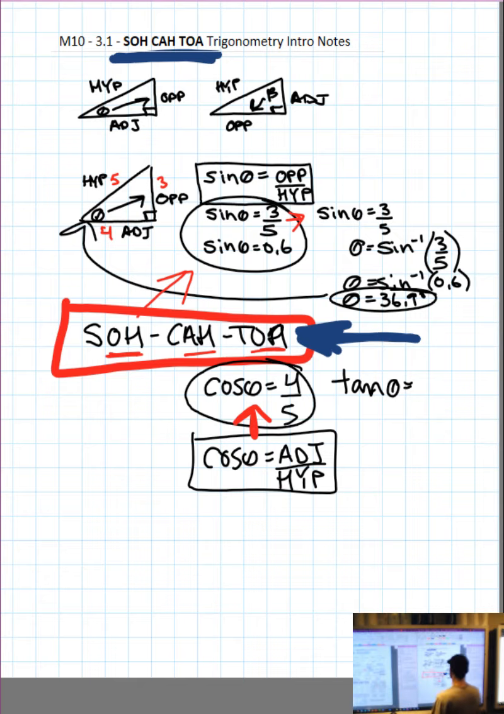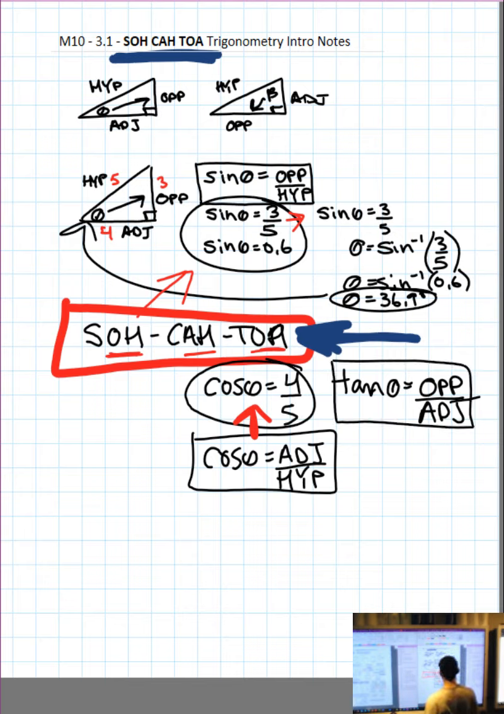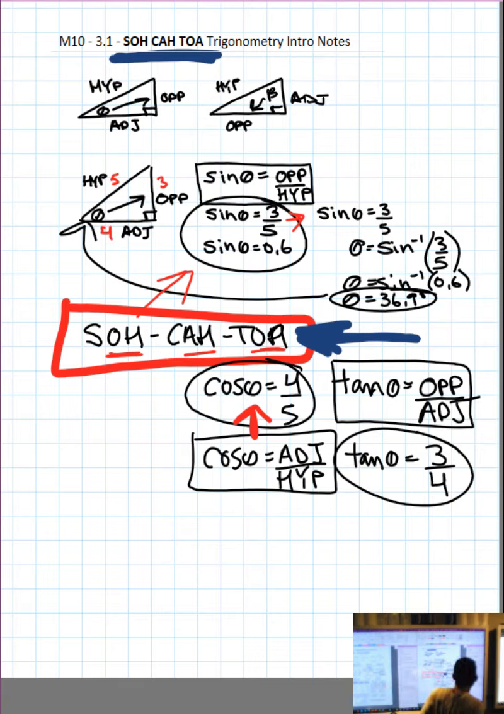SOHCAHTOA. Following tan theta is TOA. So that's opposite (OPP) over adjacent (ADJ). TOA: tan is opposite over adjacent. That's a formula. I put boxes around my formulas and I circle answers. Therefore, tan theta is opposite of the triangle above, 3, over adjacent of the triangle above, 4. And as you can see in the notes, I found the angle with both cos and tan.